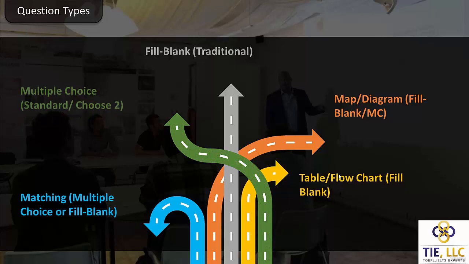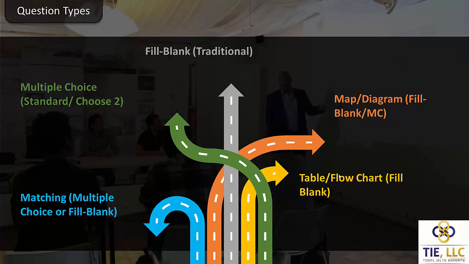They all are some variation of a fill the blank or multiple choice question. You have the fill the blank traditional question where it's a sentence that's either in the middle of the sentence, or a blank line at the end. You also have a map or diagram, which could be fill the blank or multiple choice. You have a table or flow chart, which is fill the blank.